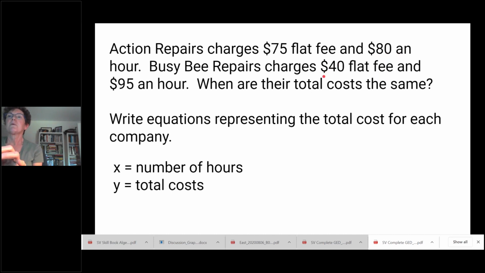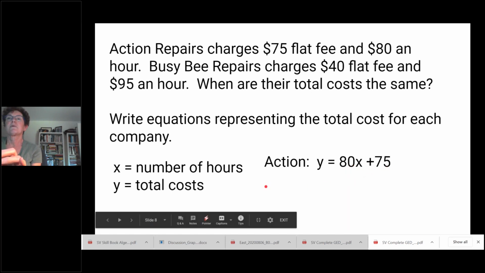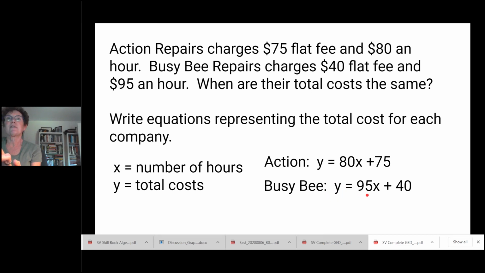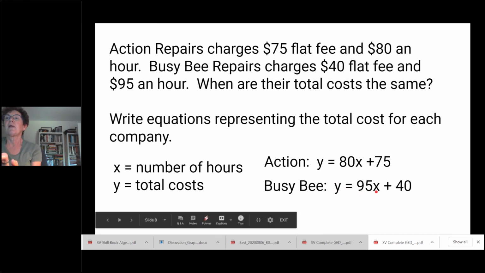So this equation will be y equals 80x plus 75. So that's my slope, and there's my y-intercept. For Busy Bee, here's my y equals the total cost, 95 is my slope, and 40 is my flat rate, or my y-intercept, or the b. So those are the two equations that I'm going to use. What do they look like when we graph them?